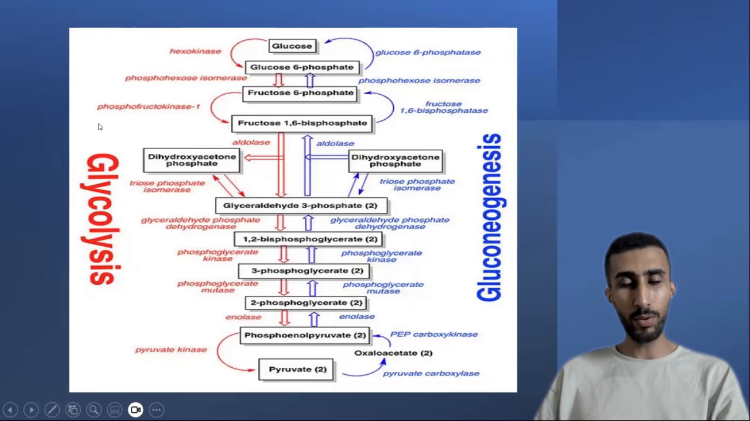So these enzymes don't need to be active, and the phosphofructokinase 1 and the pyruvate kinase can have negative feedback inhibition if we have high ATP. On the other hand, with an increase of ADP, they are stimulated to act.